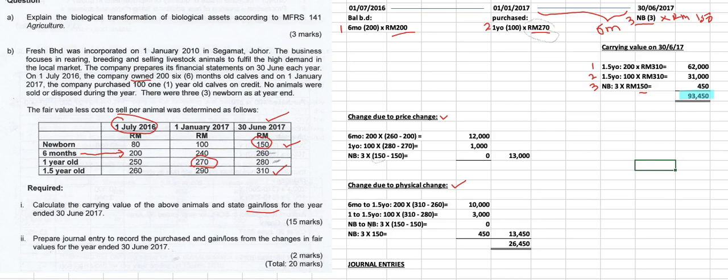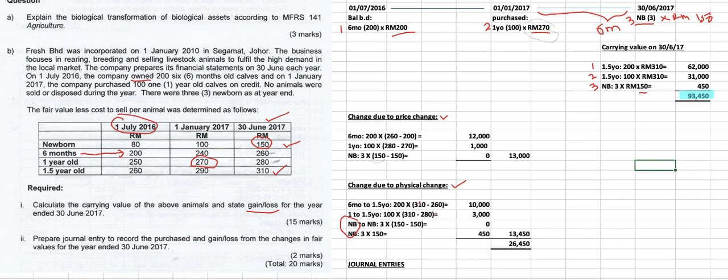Right, and then I also mentioned that under physical change you should have 2 calculations for newborn. One is changes in terms of you compare the fair value, and the second one is the gain for having that newborn without paying any cost. Okay, so like tips yang I bagi in the first session, the first video.